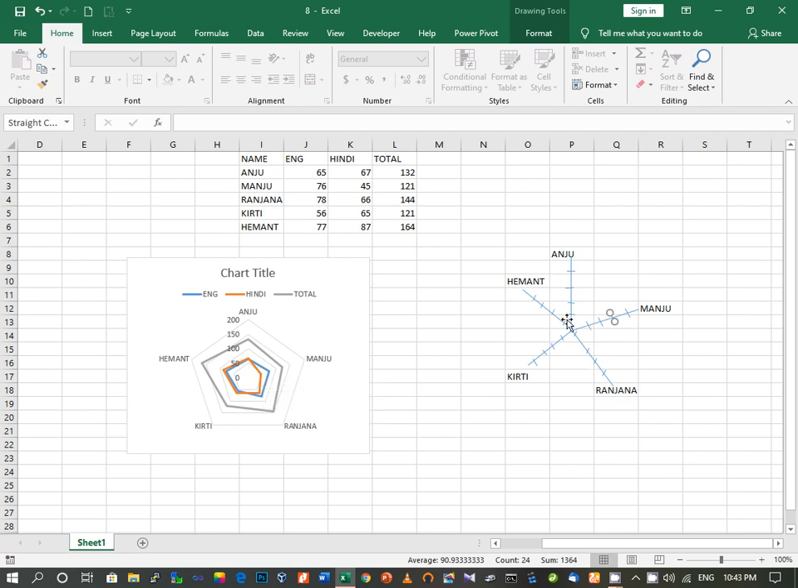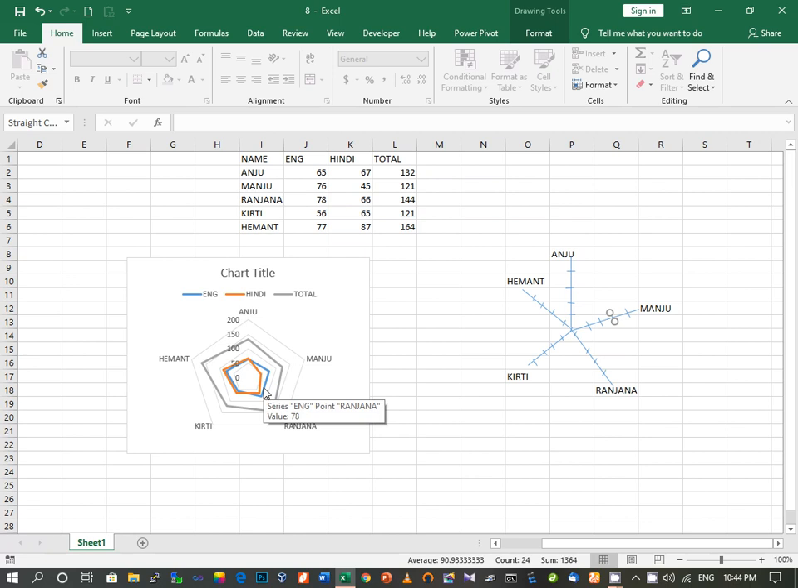The same you can understand from this graph. Then Ranjana, she got 66 in Hindi and 78 in English. So here also you can see that this is 78 and this is 66. There is a difference. So in this way the entire enclosed area will form one web. We call it a web, or a spider's net kind of structure is formed. Then the same rule follows for the total marks. So this is how a radar chart is formed.